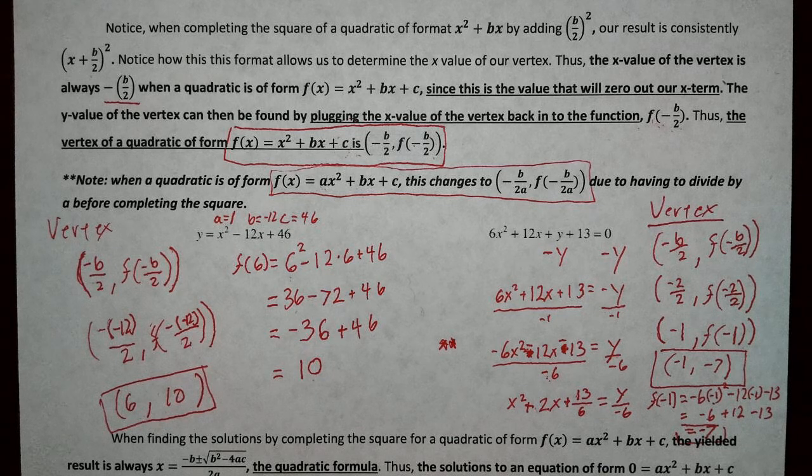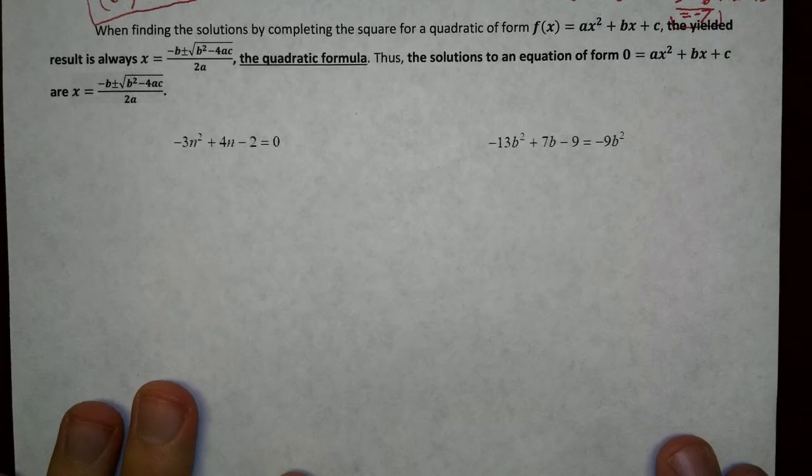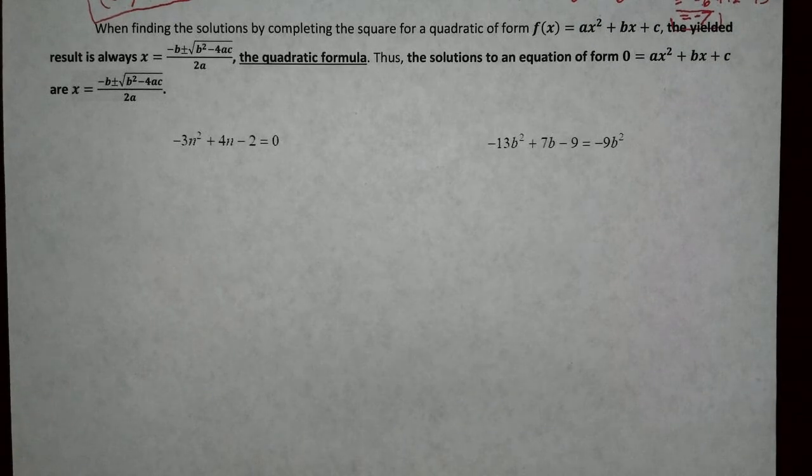Alright, going on to the second topic. Another corollary which comes from completing the square. Completing the square, corollaries, it's a nice phrase. When completing the square for a standard form quadratic, f of x, the yielded result is always x equals negative b plus or minus the square root of b squared minus 4ac, all divided by 2a, the quadratic formula.